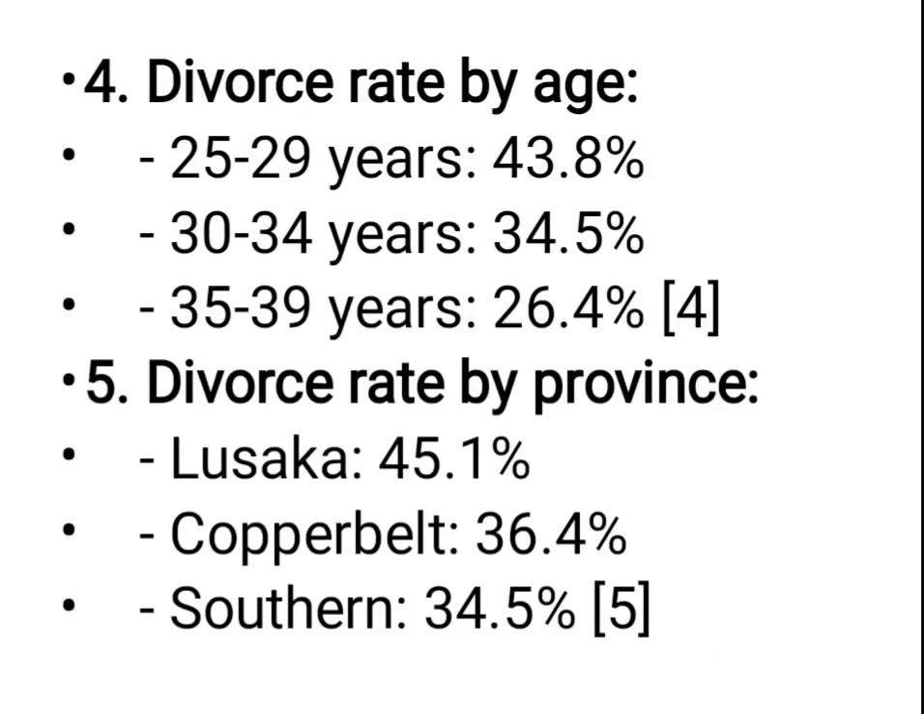Now, divorce rate by age. Those people that get married between the age of 20 years to 30 years have the highest level of divorce, between 40 to 50%. So people that got married between the age of 20 to 29 years, out of 10 people that have gotten married, at least 4 or 5 would end up in divorce. Half of the people that get married between the age of 20 to below 29 years, they divorce.